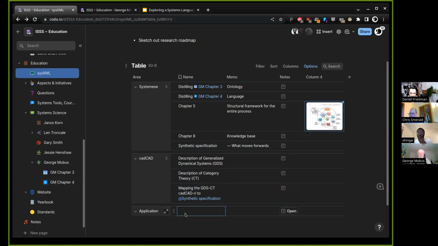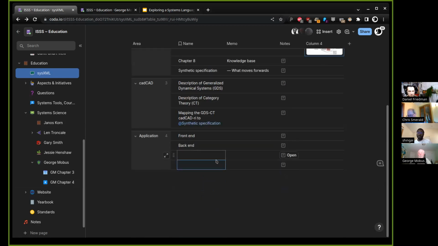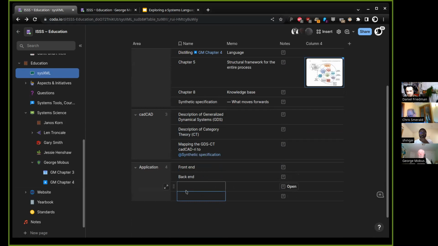Then here we have front and back end. Those are possibly commoditized areas. Like we don't need to invent something necessarily on the graphical interface side, if we can find a few examples of things that are similar that we like.